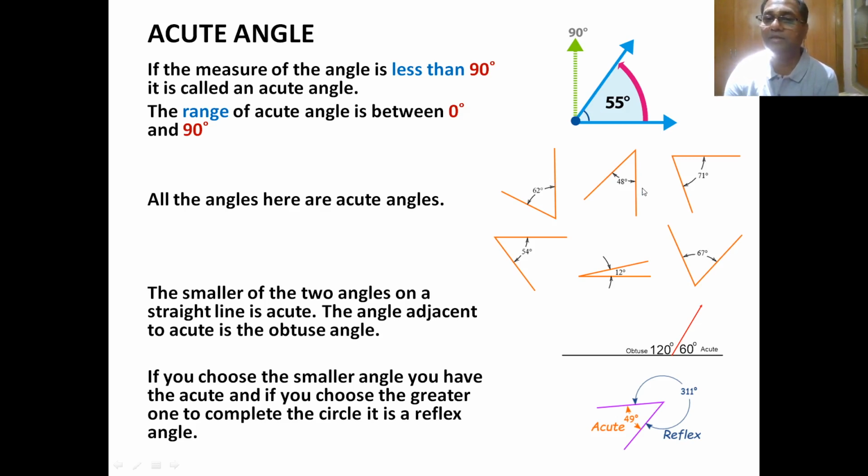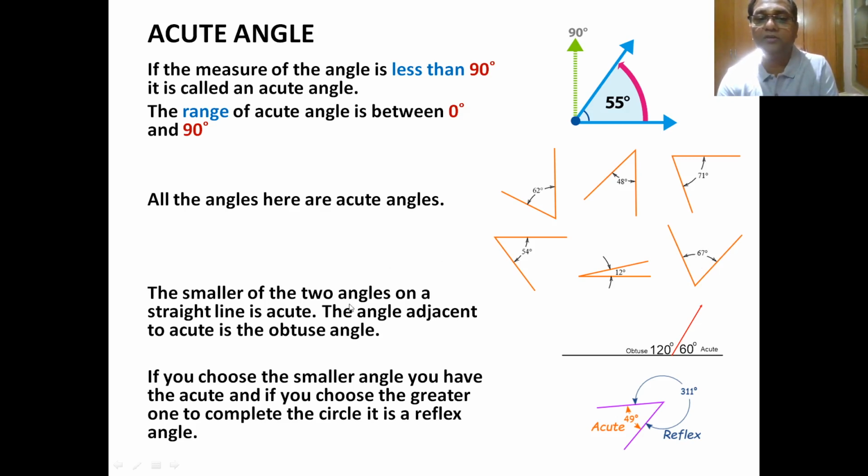Here I have given some examples. All these angles are acute angles. Let us see their measures. This is a 62 degree angle, a 54 degree angle which is again less than 90 degrees, a 12 degree angle which is less than 90 degrees, a 48 degree angle which is less than 90 degrees, 71 degrees, 67 degrees, all are less than 90 degrees, so they are acute angles.